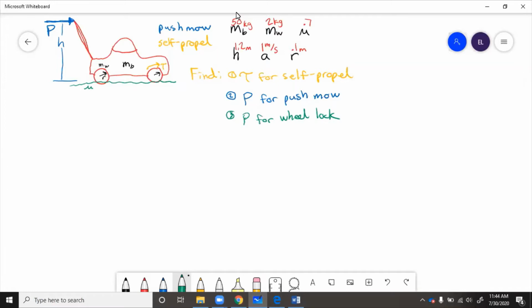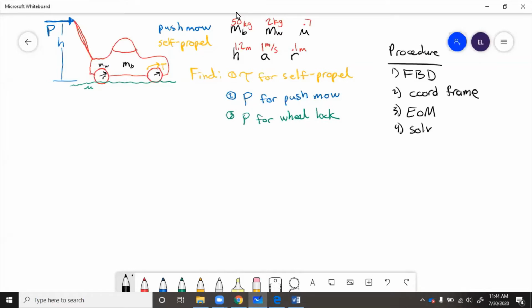So for each of these, we'll follow our original procedure: free body diagram, coordinate frame, equations of motion, and solve. So for one, we'll do torque for self-propel.